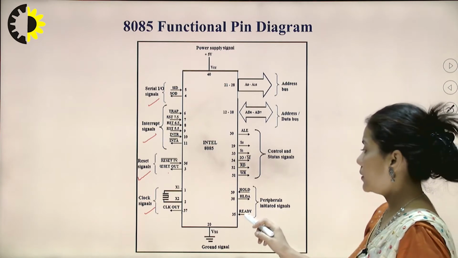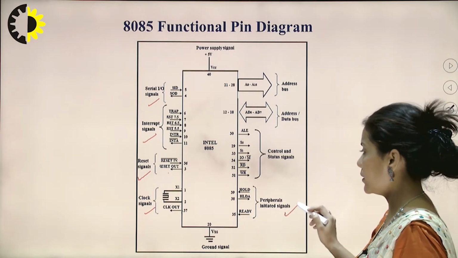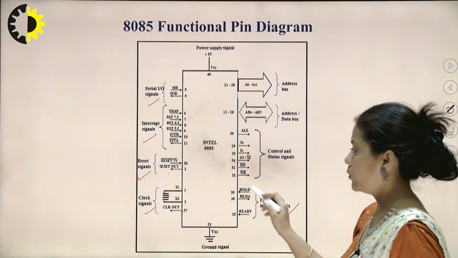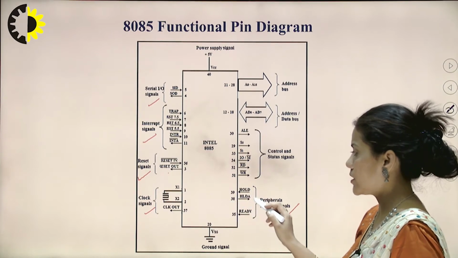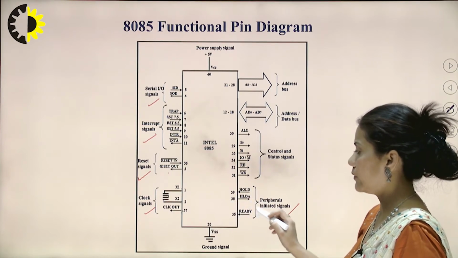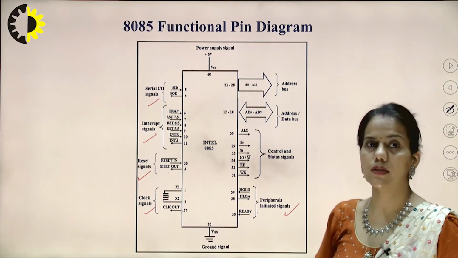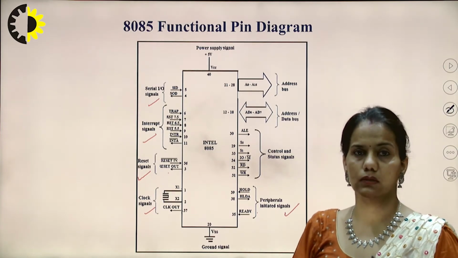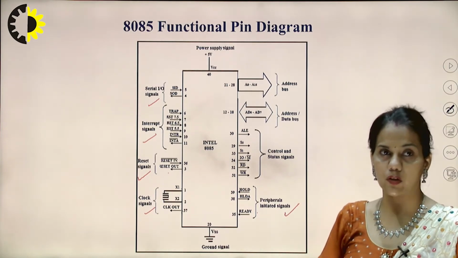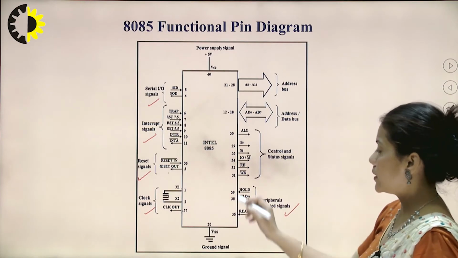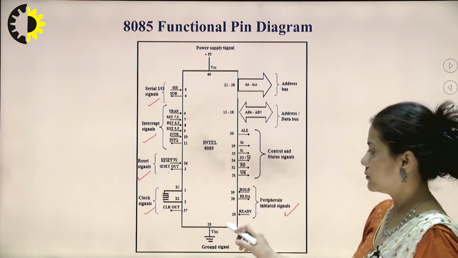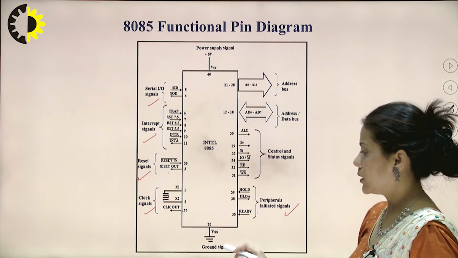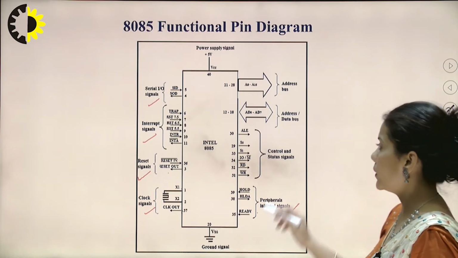Here are the peripheral initiated signals: pin number 39 HOLD, pin number 38 HLDA, pin number 35 is the READY pin. So these are used to interface the outer peripherals with our microprocessor. I will explain these signals in detail in further slides. Pin number 20 is VSS, that is the ground pin.